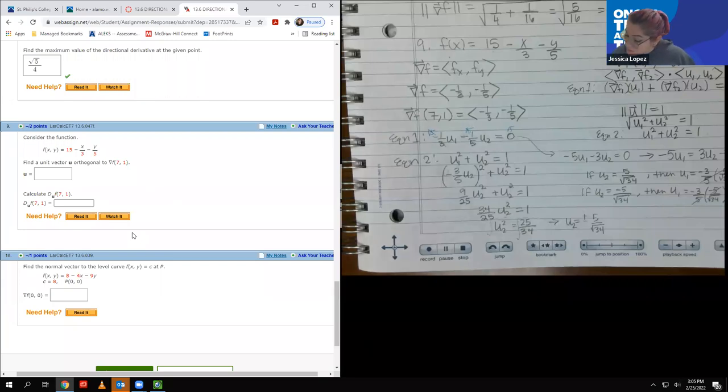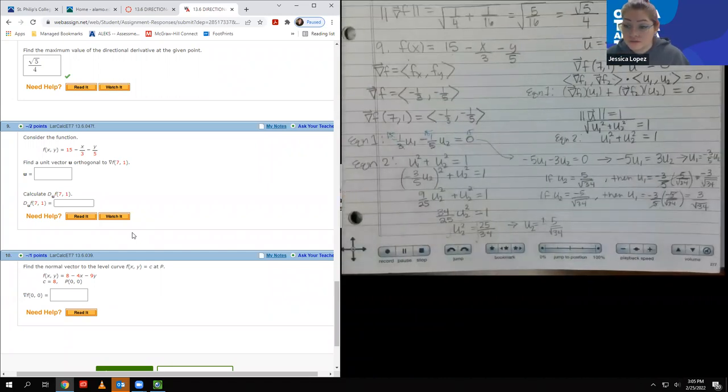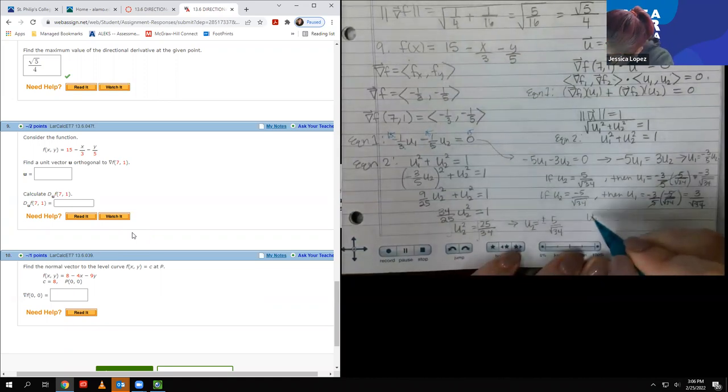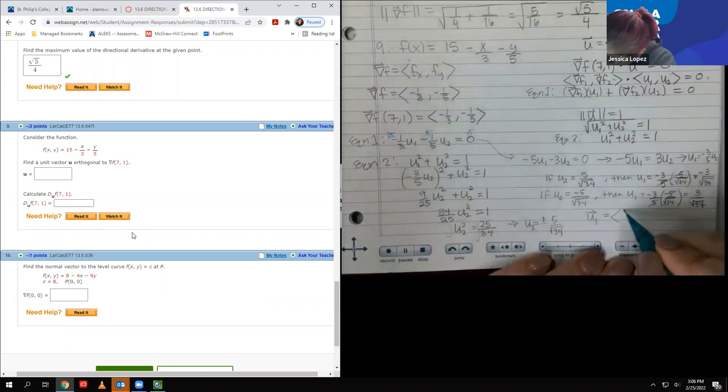Okay, so then let's see. We have a choice, because we apparently have two vectors that are both unit vectors and both fit the description of being orthogonal to F and at the same time a unit vector. So we've got two different vectors. Here's U1 as a vector, the first unit vector, would be negative 3 over square root of 34, comma, positive 5 over square root of 34.